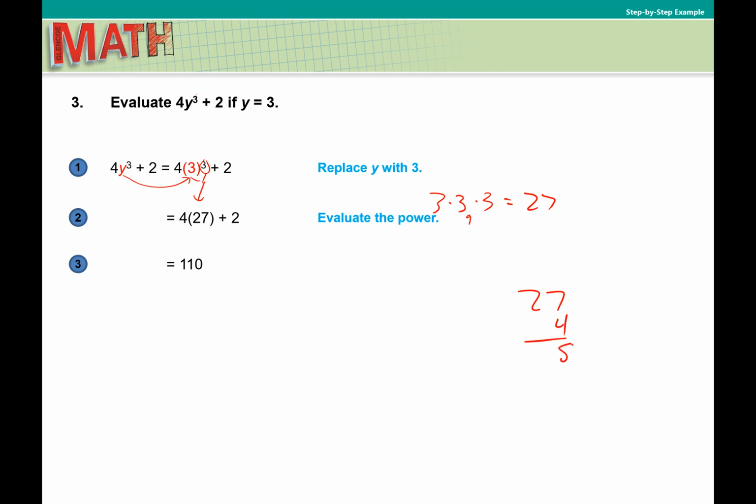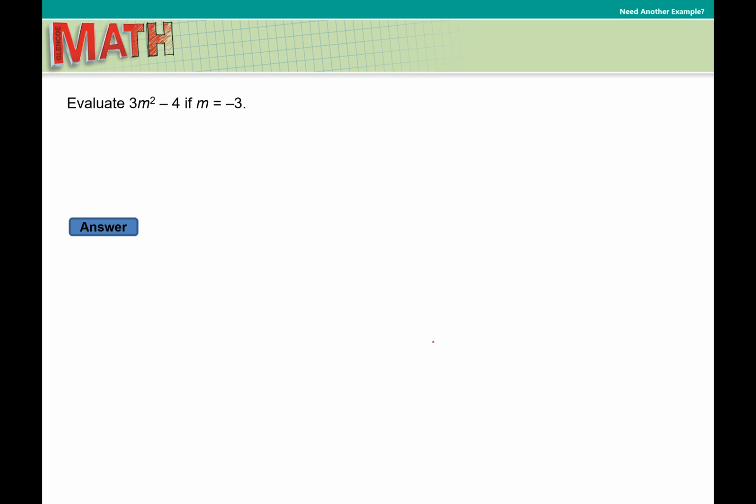27 times 4 is 108. And then you add 2 to that here, and you get an answer of 110. Okay, go ahead and do this one on your own here. Check your answer when you're done. Should have gotten 23.